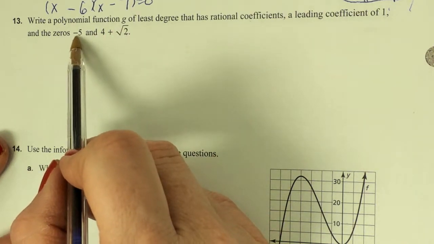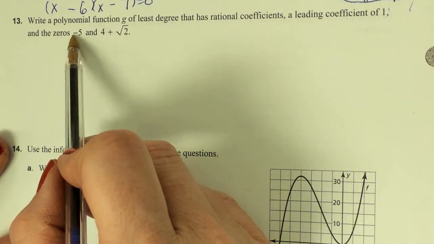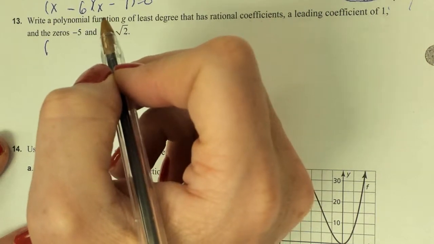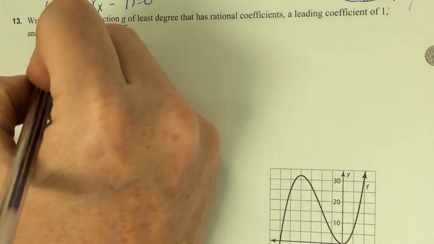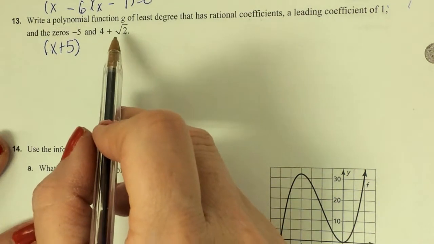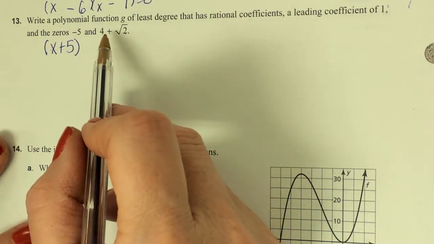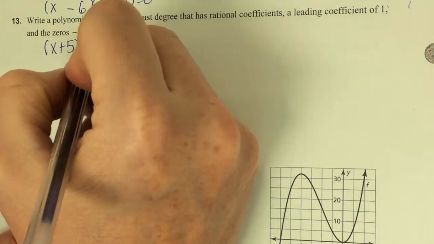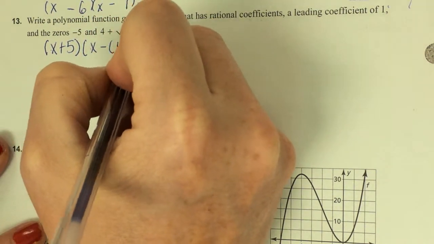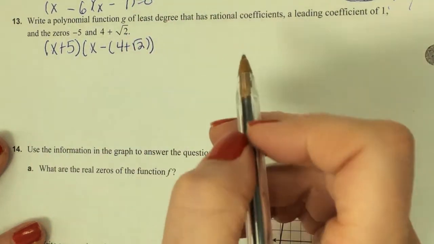Now, this would be my k value. So I know that one of my zeros is -5. What was that as a factor then? Yep, it would be x plus 5. Now, one way I could do this would be to say, okay, another one I would have would be x minus 4 plus radical 2.